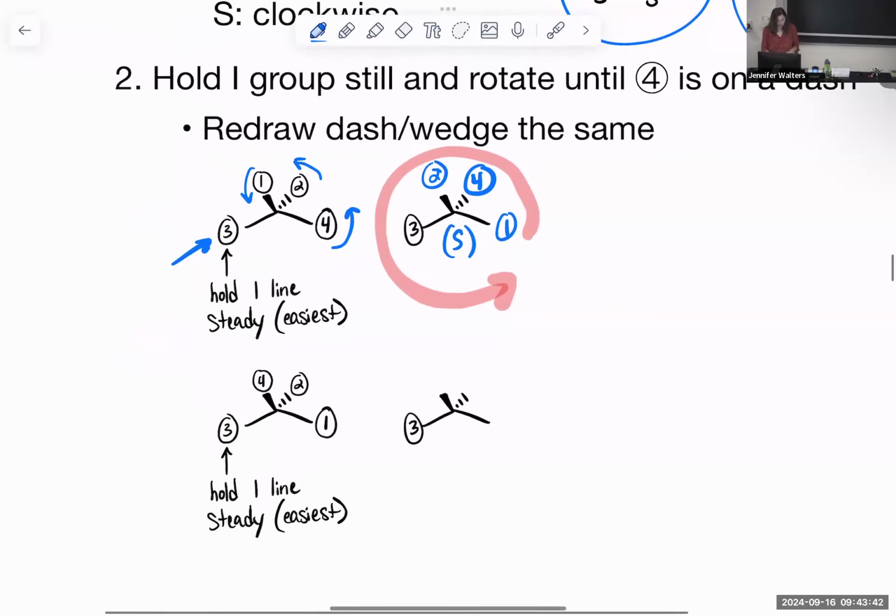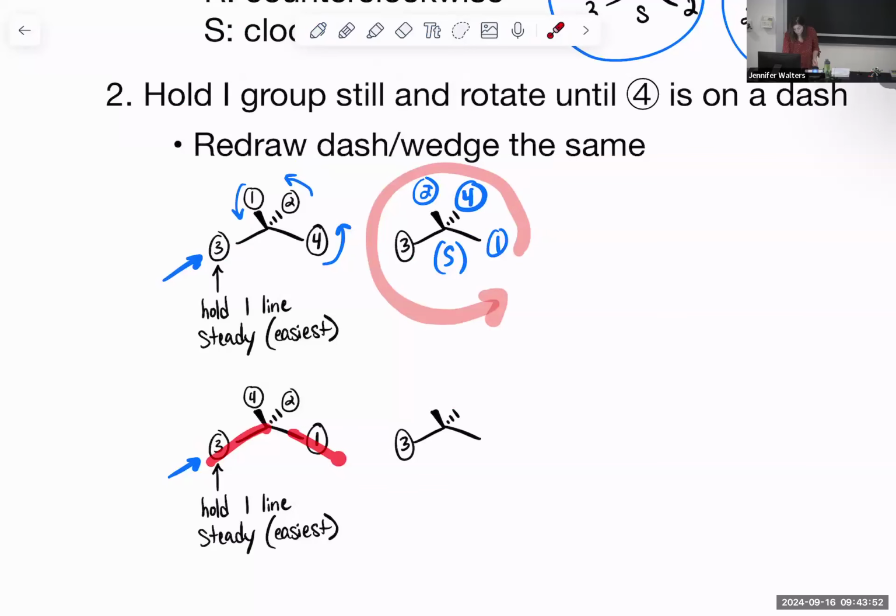Rotate the structure whatever way makes it easiest, whichever way gets you to have the lowest priority on the dash. So here, I could hold either one steady. It doesn't matter because now my lowest priority is on the wedge. So I could just imagine it's the flipped one, but let's say I want to rotate it. That's where I feel most confident, is when the lowest priority is on the dash.